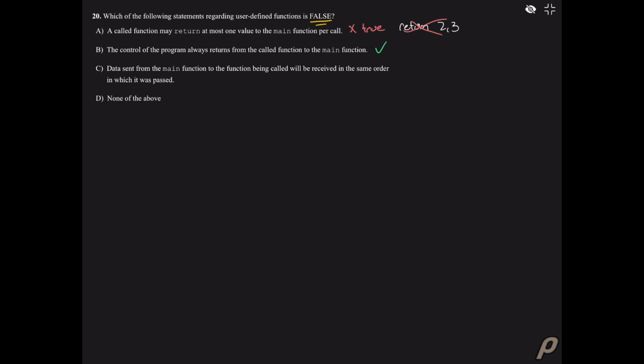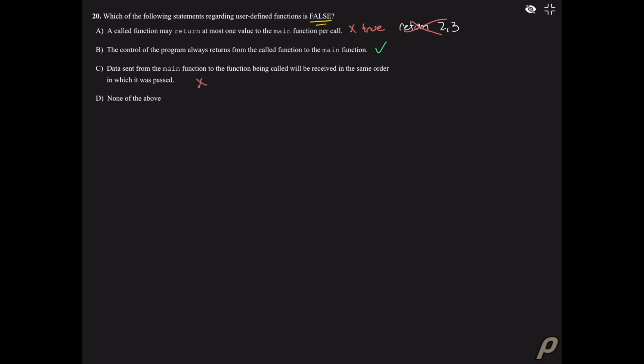And so C says data sent from the main function to the function being called will be received in the same order in which it is passed. And I have stressed this numerous times throughout all the code tracing problems earlier in this exam. So if you're confused, look back on those. But this is indeed true. This is true. This is very important.